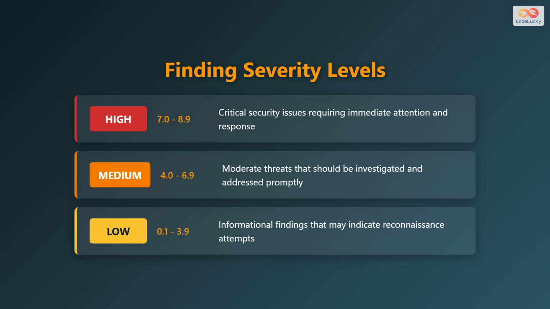Every finding generated by GuardDuty is assigned a severity level to help you prioritize your response. High-severity findings range from 7.0 to 8.9 and represent critical security issues that require immediate attention and response. Medium-severity findings, ranging from 4.0 to 6.9, indicate moderate threats that should be investigated and addressed promptly. Low-severity findings, with scores from 0.1 to 3.9, are generally informational and may indicate reconnaissance attempts or unusual, but not necessarily malicious activity. These severity levels help security teams focus on the most critical threats first.